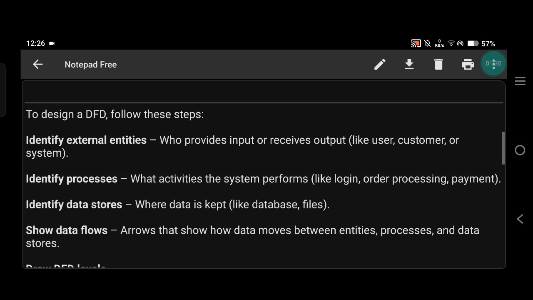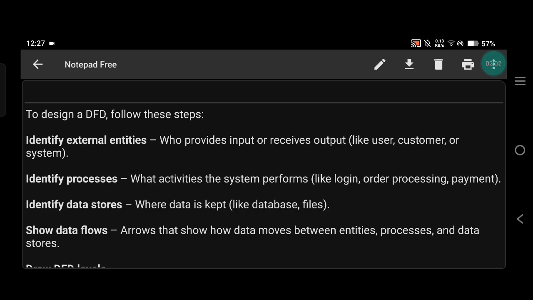Second is identify processes. What activities does the system perform, like login, order processing, payment. These are the activities the system performs, like login, payment, or order processing. Third is identify data stores, where data is kept, like database files, meaning where data is stored, like a database or files.